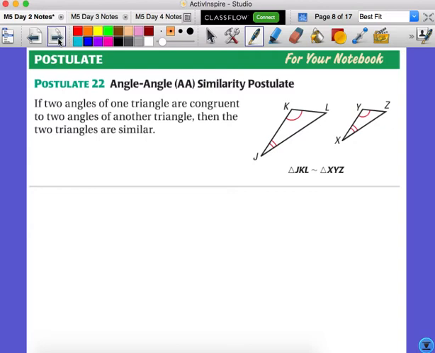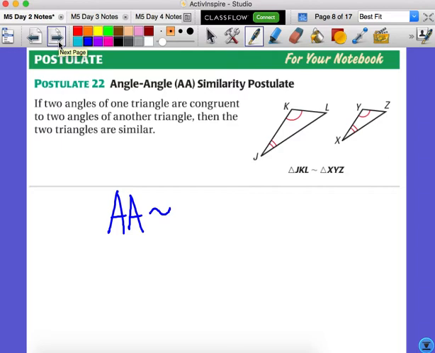So if 2 angles of one triangle are congruent to 2 of another, then the triangles are similar. So this is going to be referred to from here on out as angle-angle similarity. So again, if 2 angles in one triangle are congruent to 2 in another, that's enough to conclude that these 2 triangles have to be congruent. Or sorry, not congruent. Back that up. Not congruent. These 2 triangles are similar.